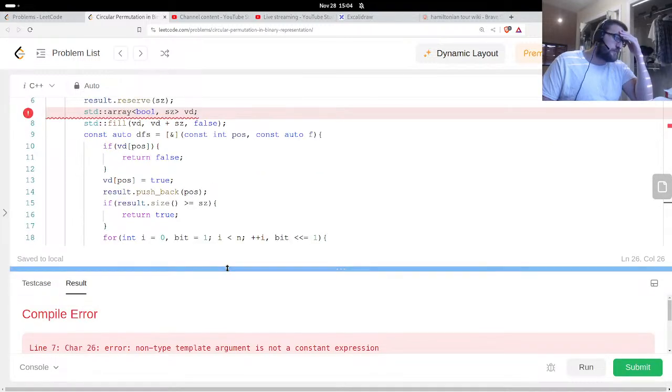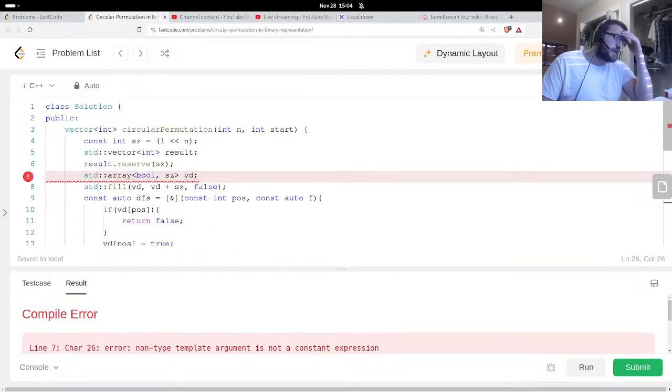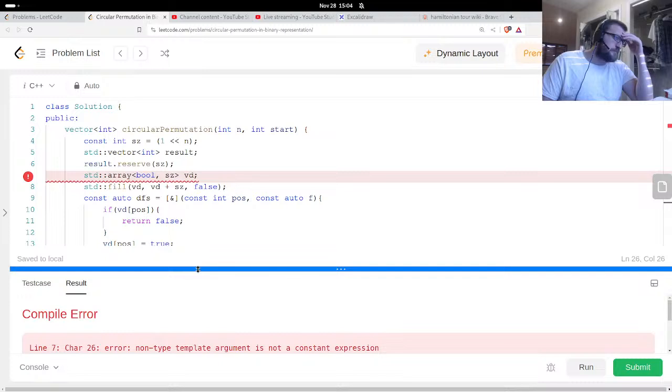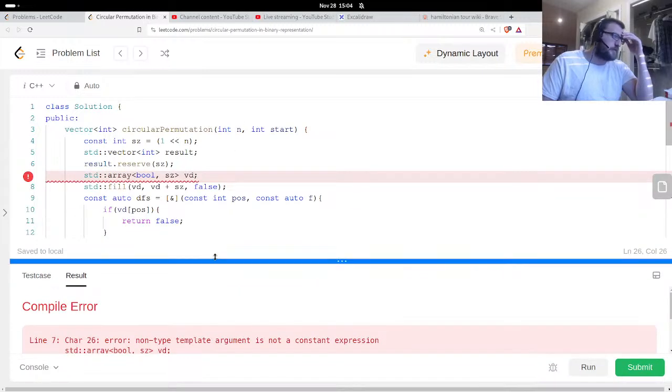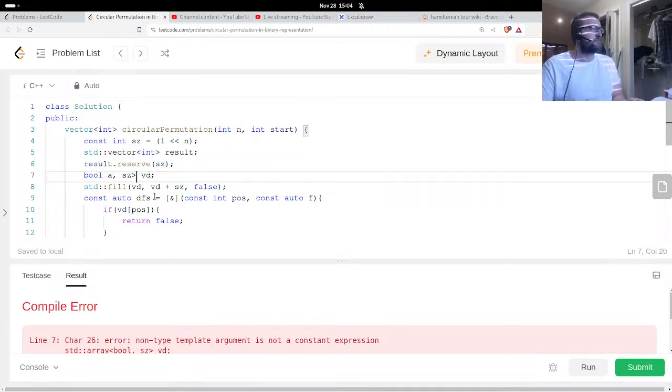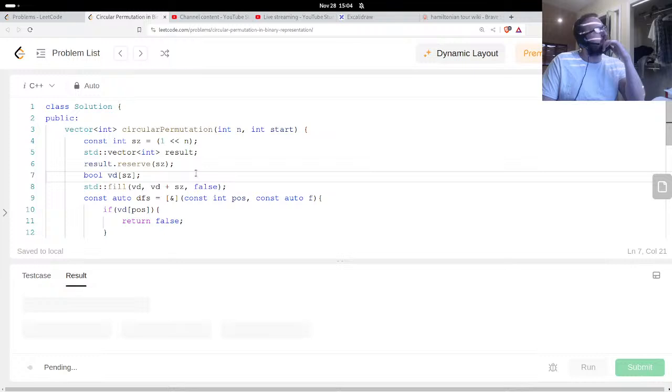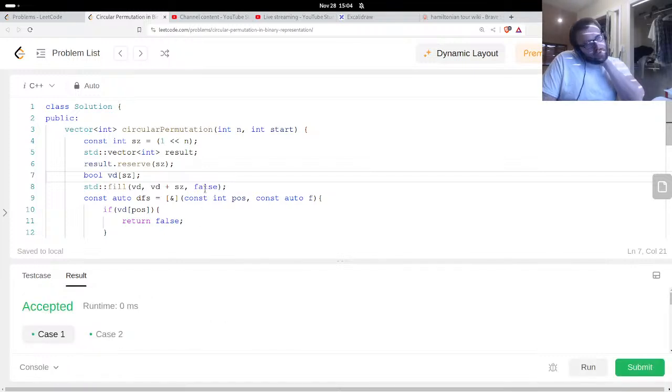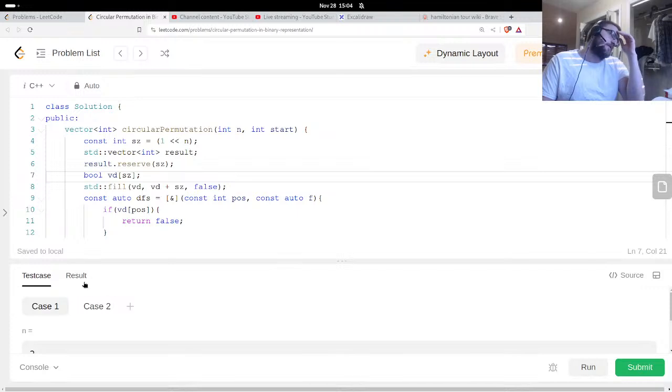Oh, okay. Does it have to be a const expression? I can't do, okay. I guess standard arrays, I can't do it that way. All right, yep, that works.